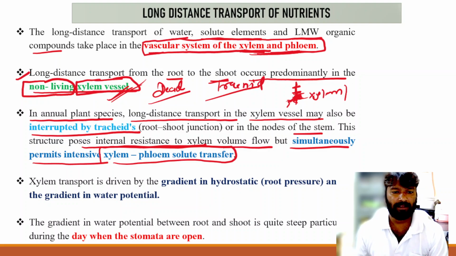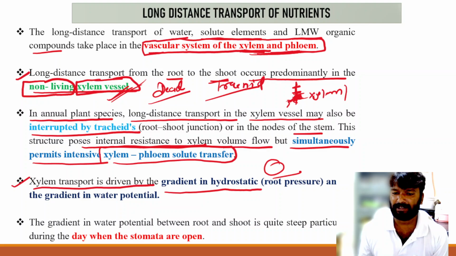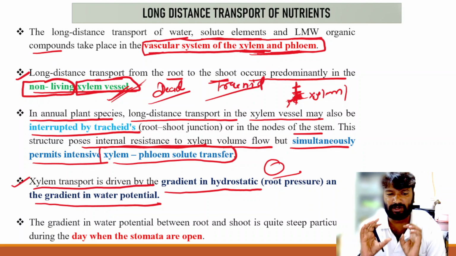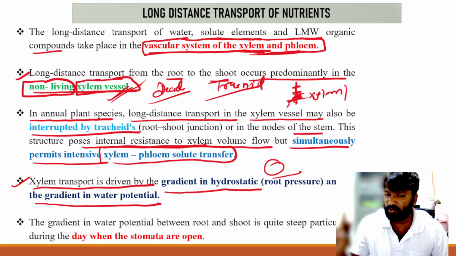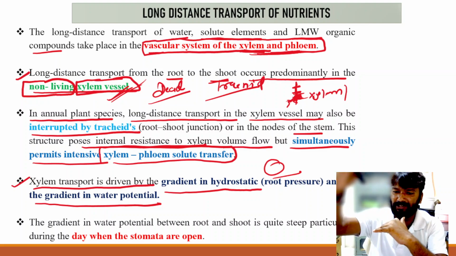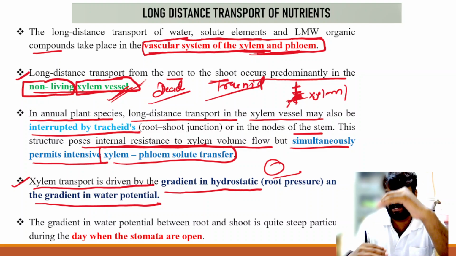Fourth point: the xylem transport is driven by the gradient in hydrostatic pressure, that is known as root pressure, and by the gradient in the water potential. So your xylem transport, the long distance transport, is driven by two processes. First is the gradient in the water potential, and second is the gradient in the root pressure.